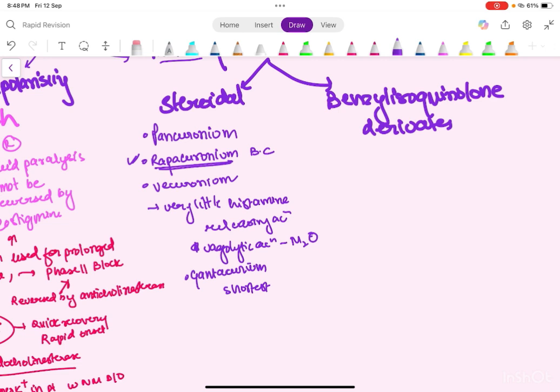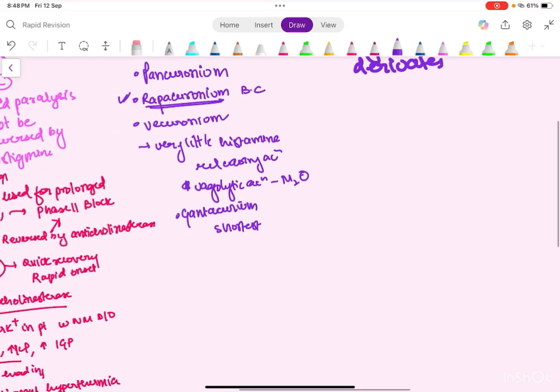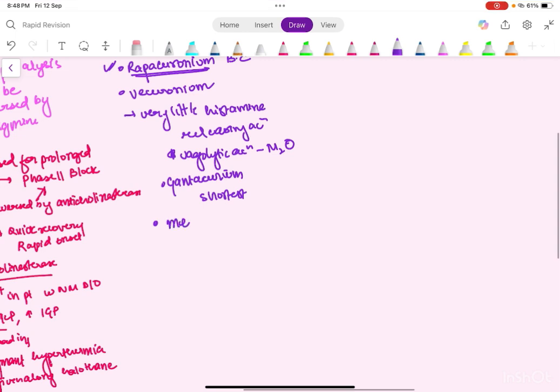Okay, then their metabolism is basically carried out by cysteine. So this you need to know. Metabolism is non-enzymatically carried out, all right, through cysteine.